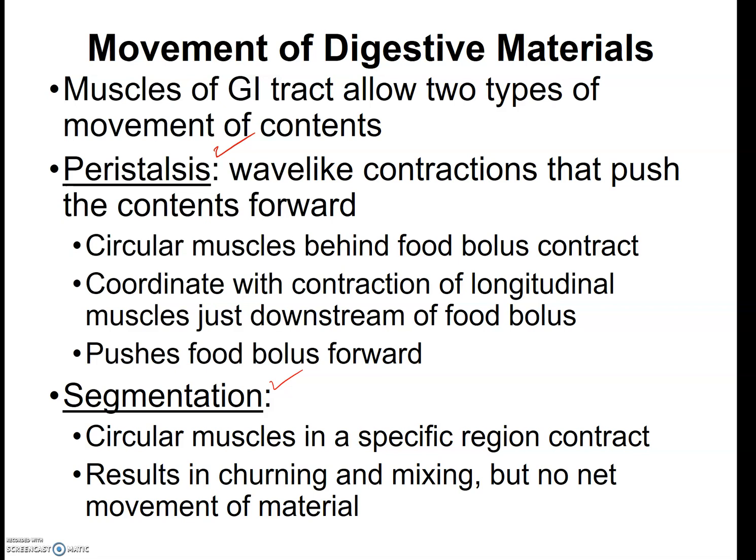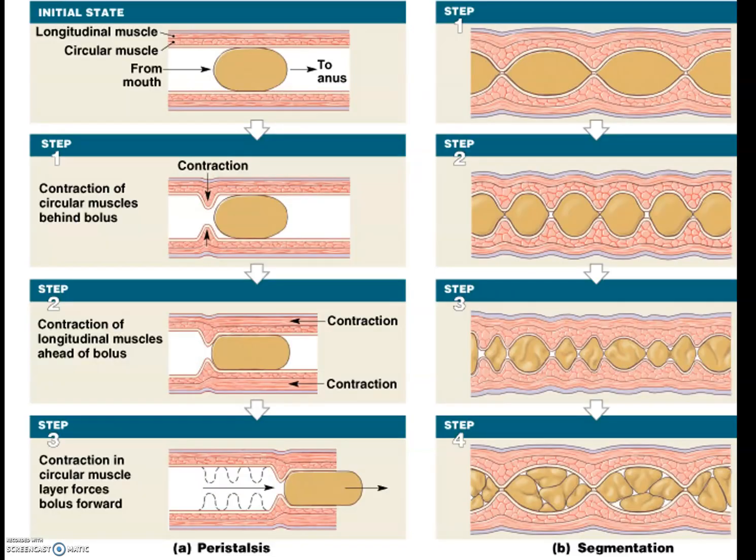So circular muscles in peristalsis basically coordinate, it's a series of coordinated contractions that move food downstream in what we call a bolus, or kind of a ball or a chunk. Segmentation, on the other hand, is the churning and mixing that allows material to mix with mucus and with digestive enzymes. So this picture shows you basically the initial state where you have a large bolus of food, and it's going to be moving from the mouth through the digestive tract, through the anus.